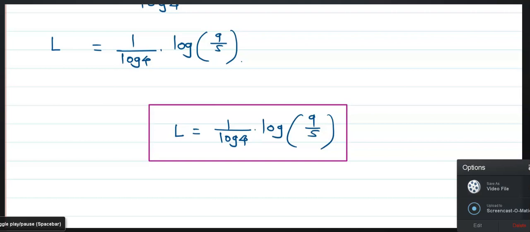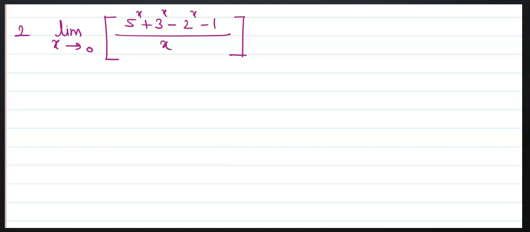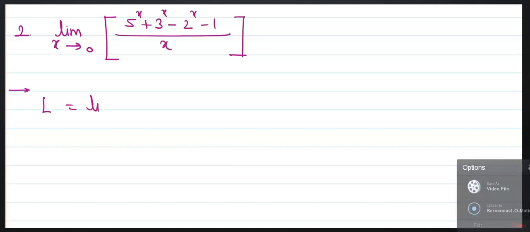Next is limit x tends to 0, 5 raised to x plus 3 raised to x minus 2 raised to x minus 1 upon x. Now, to solve these types of examples, we require 5 raised to x minus 1, 3 raised to x minus 1. But now we'll see how to adjust.